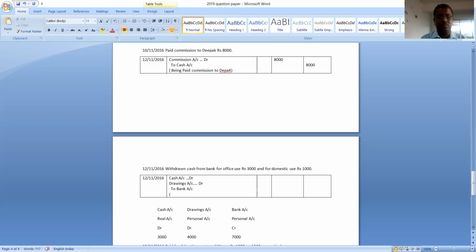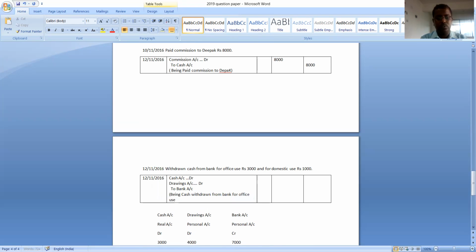Okay, in the next line, write down the narration. And this narration must be written in brackets, right? And it starts with "Being". What is the narration? Being cash withdrawn from bank for office use as well as for domestic use. Yes, it is how we should write the narration.